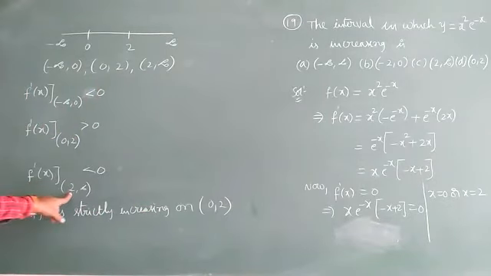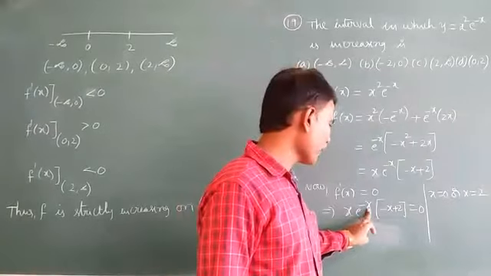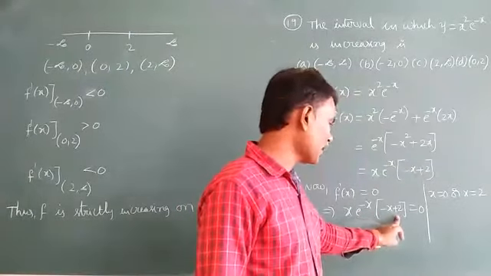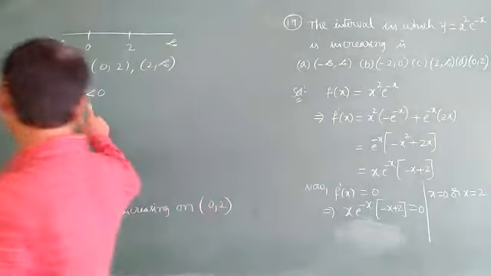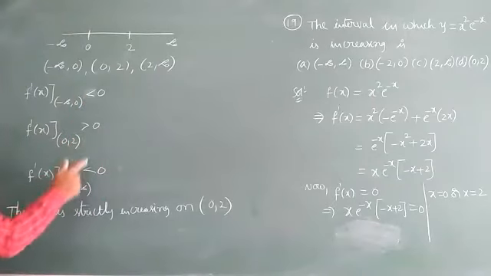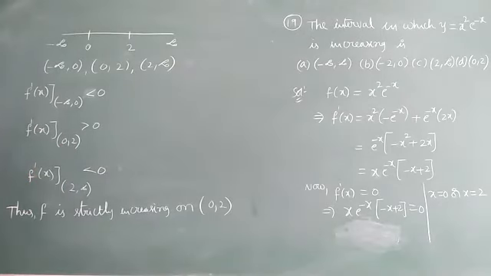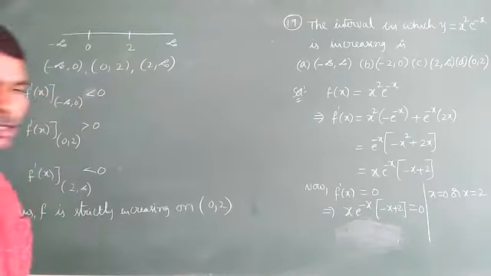And f dash of x on 2 comma infinity means consider the value 3. 3 into e power minus 3 is positive, and minus 3 plus 2 is minus 1, so a minus will come. Positive into negative is again negative. Alternating: less than, greater than, less than. By observing this condition, where is it increasing? On 0 comma 2. Finally, thus f is strictly increasing on the open interval 0 comma 2.